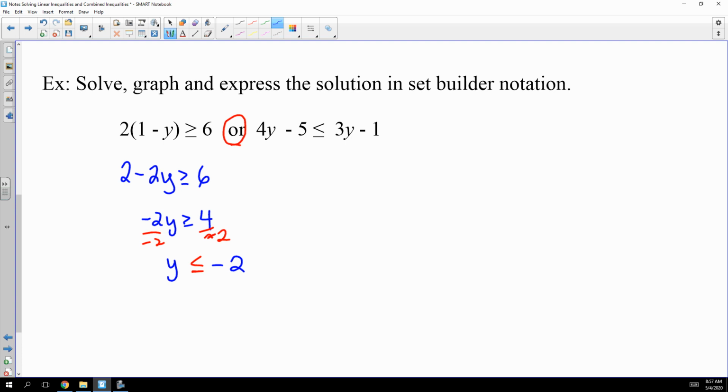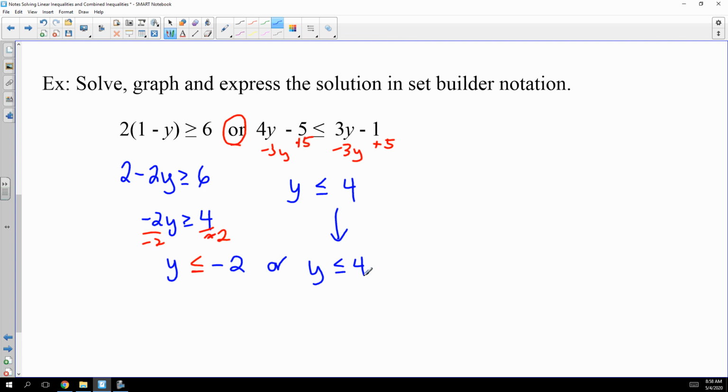We're going to subtract 3y. And then we're also at the same time going to go ahead and add the 5 so that we can just simplify our lives a little bit. So we get y is less than or equal to 4. And then we're done. So I'm just going to bring that down here. y is less than or equal to 4. So we've got y is less than or equal to -2, or y is less than or equal to 4.